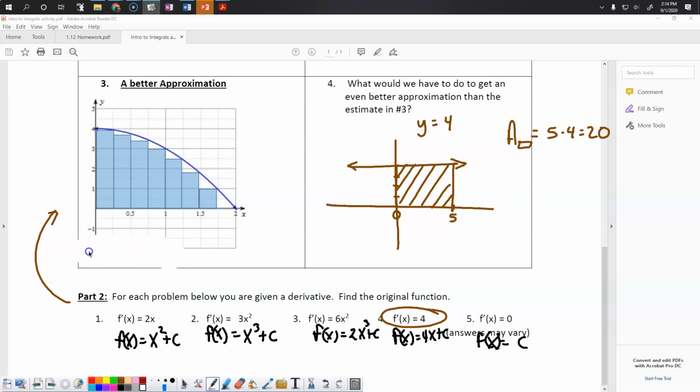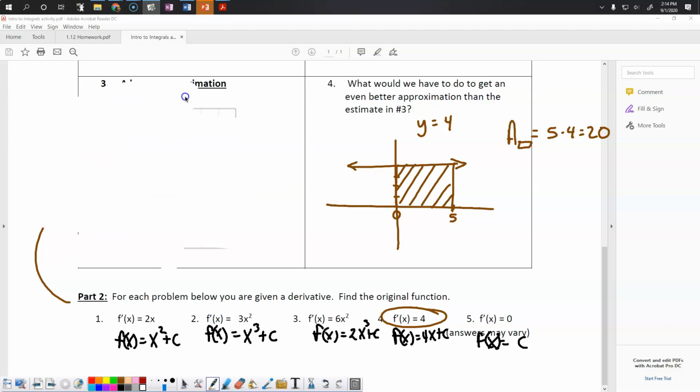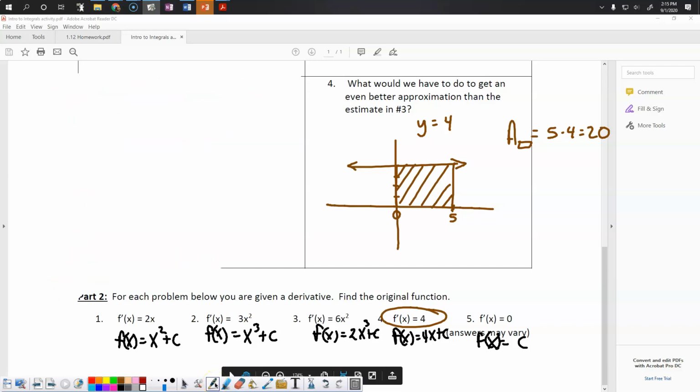Now you might think, well, that's kind of pointless, Mr. Bailey. Why learn calculus when you can just do geometry? Well, bear with me for a minute and I'll answer that question. So, let me show you guys how calculus can answer the question.